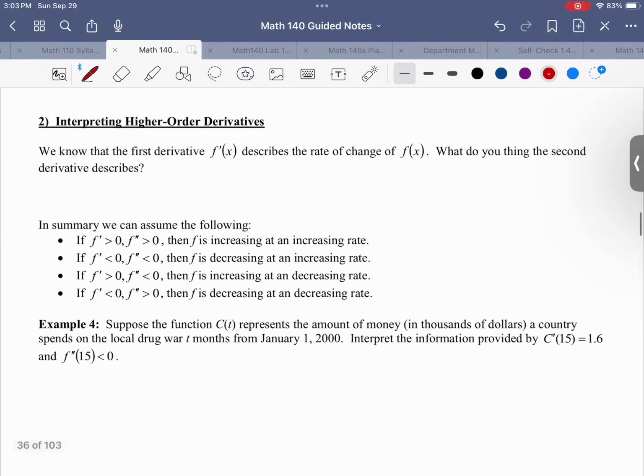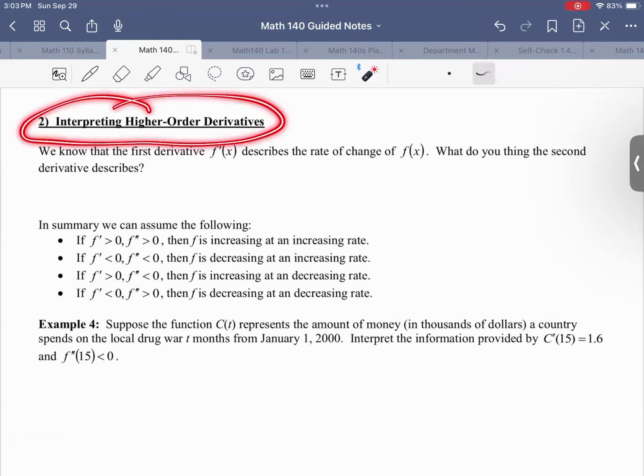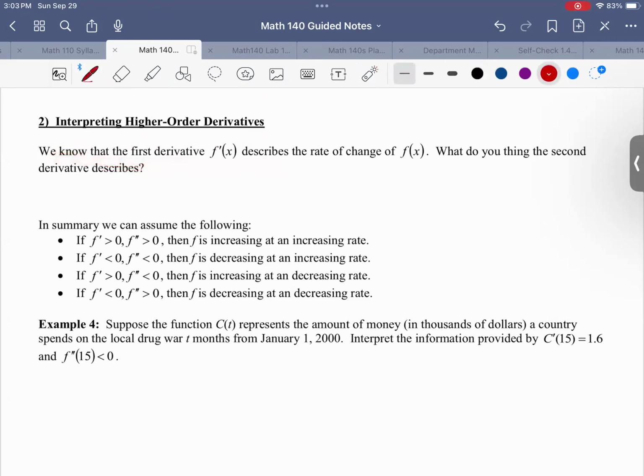Okay, welcome back. So let's go ahead and talk about interpreting these higher order derivatives. We know from previous material that the first derivative describes the rate of change of our function, right? That's what the first derivative describes to us. So what does that mean for the second derivative? What does that describe?